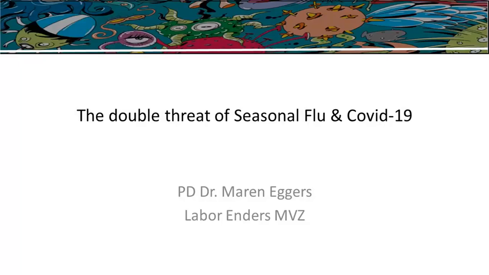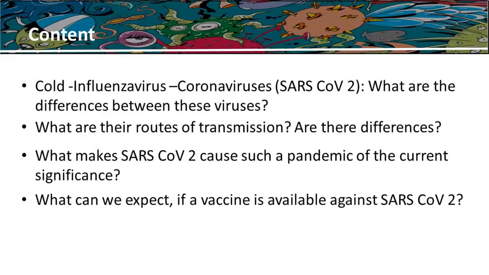So we now have a season where we could have a double threat of seasonal flu and COVID-19. Next slide. My presentation is divided into four parts. First, I will introduce some points of the influenza virus. Probably you know about it, but it's important to know this to differentiate between coronavirus and influenza virus. Then we will talk about the routes of transmission, but only briefly, because I think that Mr. Parneix will cover this topic more in his presentation.